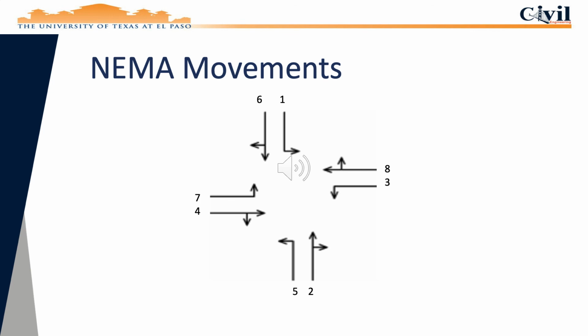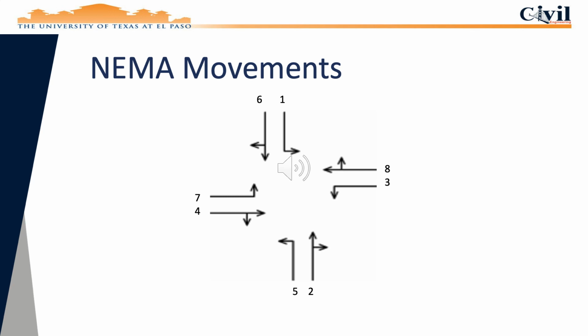NEMA movements are used to decide which turn goes first when waiting for the traffic lights, so there is no conflict between phases. The way it is set up is by identifying the phase where the highest volume is located, and that becomes your main street. In this case, that would be our northbound and southbound, and that makes our eastbound and westbound our side street.